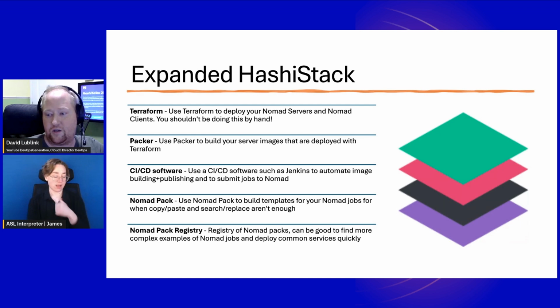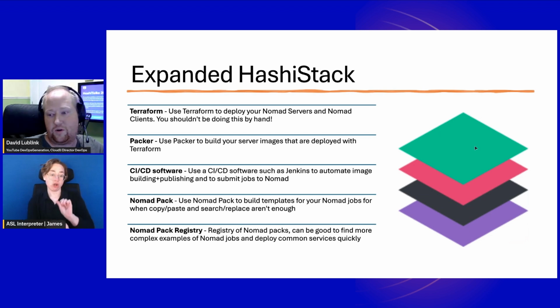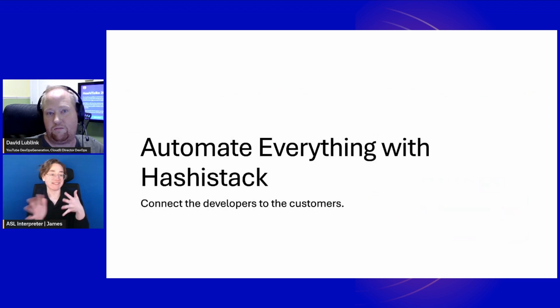Nomad Pack, this is going to allow you to do more advanced templating of your Nomad jobs. If you need something more complex than search and replace :latest for :my tag, Nomad Pack is the way to go. And of course, Nomad Pack Registry. If you look this up, there's a number of common Nomad jobs that you can probably use to get your Hashistack cluster up and running faster. So automate everything with Hashistack, because that'll let the developers connect with the customers. Automate everything with Hashistack.